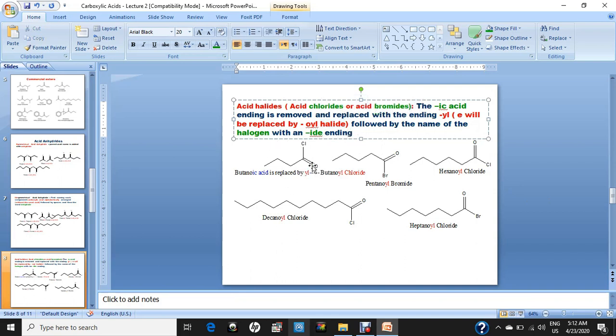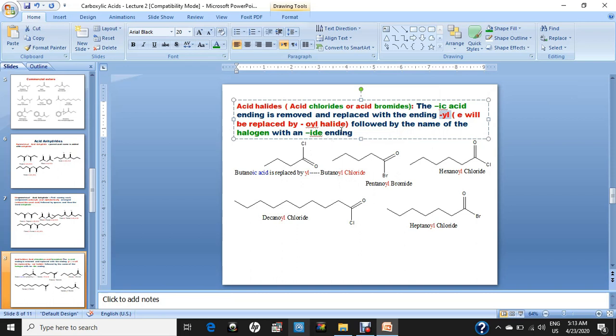So for example, we have here 1 2 3 4 carbons, butane. If you use the simple way, replace E by OYL, butanoyl. Now there is chlorine, it will be chloride. See, butanoic acid is the parent, because 1 2 3 4 carbons. So the ic acid is replaced by yl, then halide chloride, so it will be butanoyl chloride.